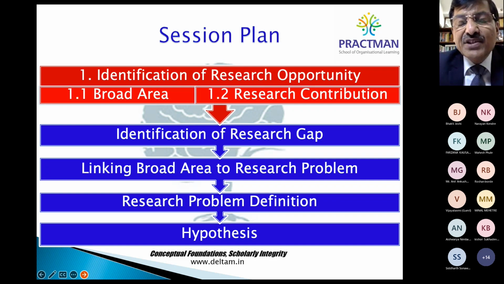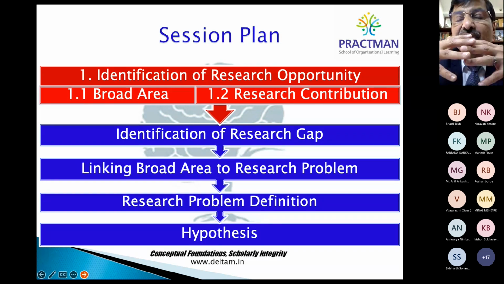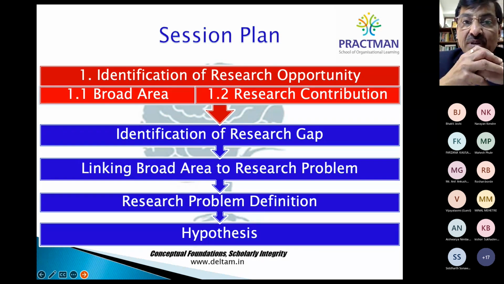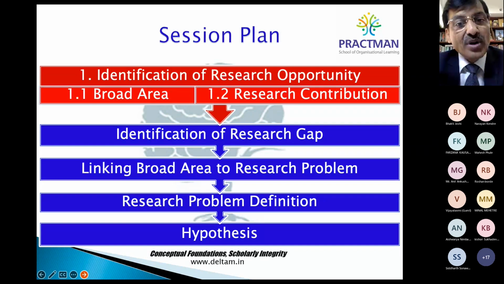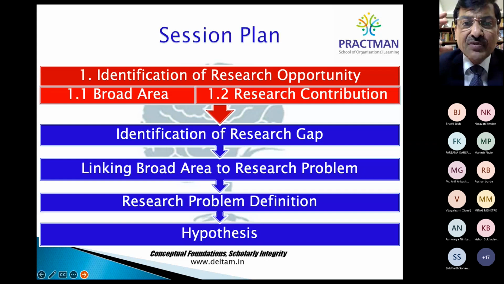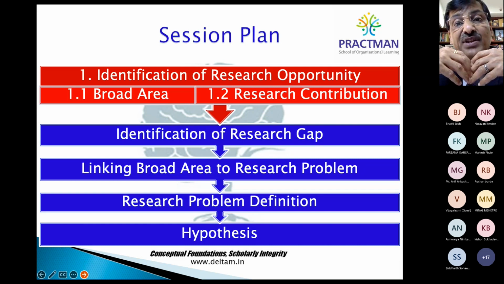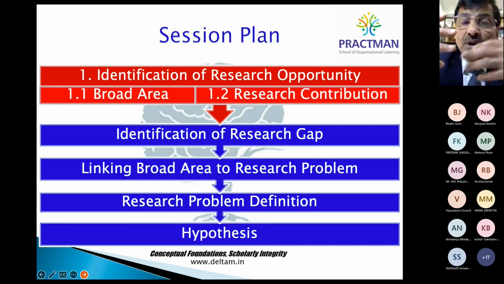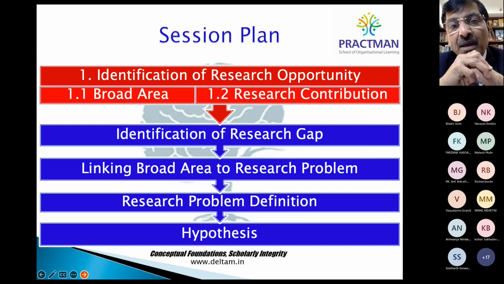Having identified the research opportunity, then we go on to identification of research gap. Whether there exists a gap in research which can be filled through my research topic. Thereafter, we try to link the broad area of research to the research problem. So what is the linkage between the broad area of research and the research problem? This gives you clarity about not just the research problem, it gives you clarity about, to some extent, what kind of research design will be required, although that is a separate topic altogether.